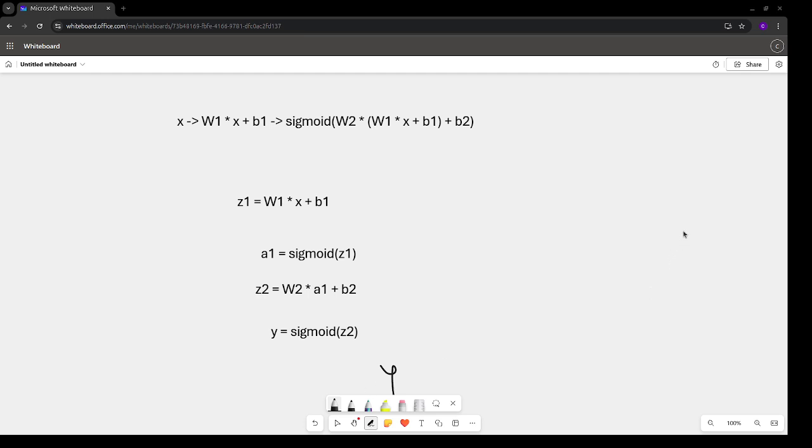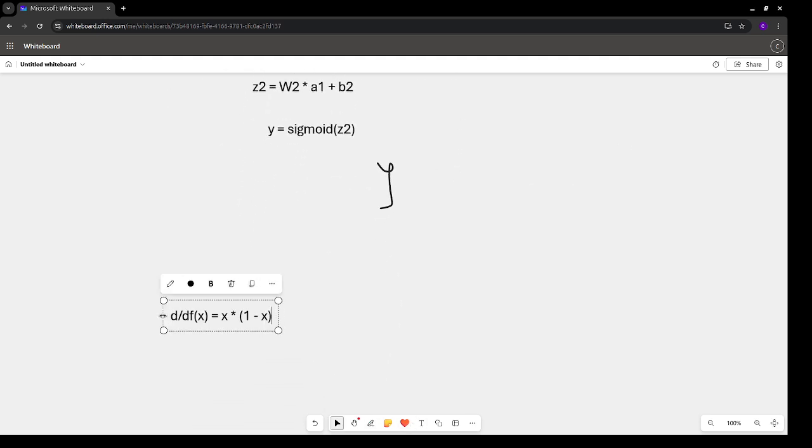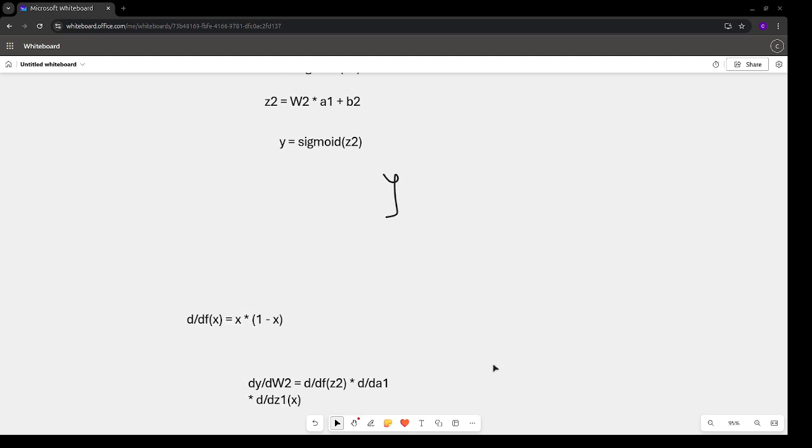And to train our neural network, we need to compute derivatives of the loss function with respect to each weight and bias. So we'll use the chain rule to compute these derivatives. The derivative of the sigmoid activation function with respect to its input is going to be this thing, where X is the input to the sigmoid activation function. Using the chain rule, we can compute the derivative of Y with respect to each weight and bias. So this thing can be there, and this thing can be there as well.